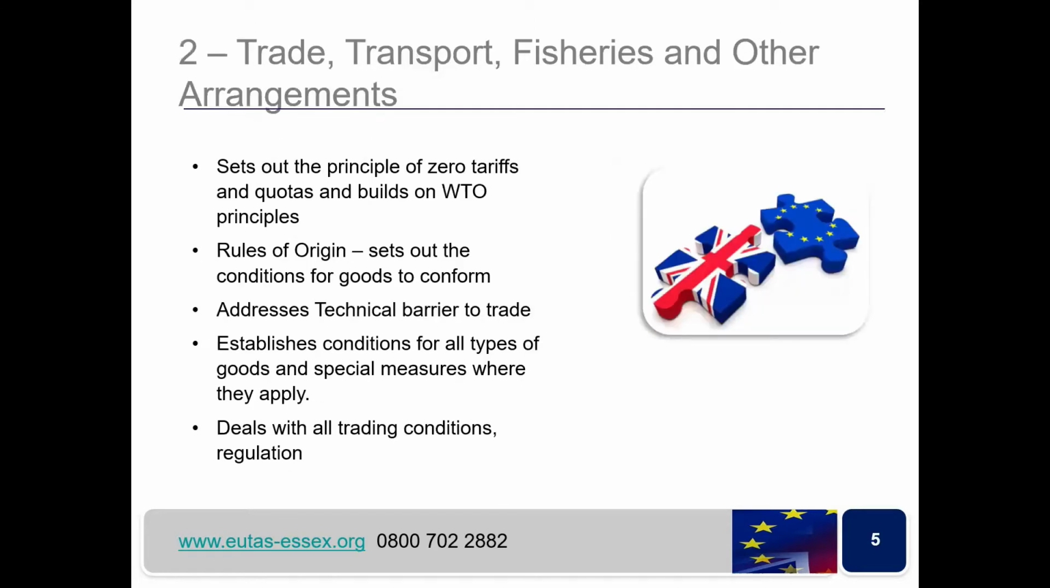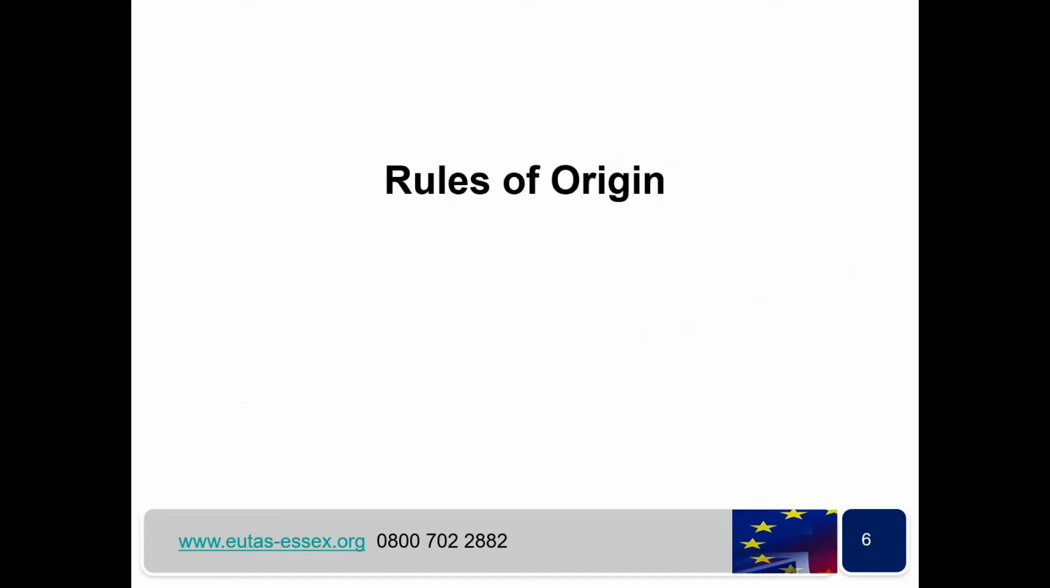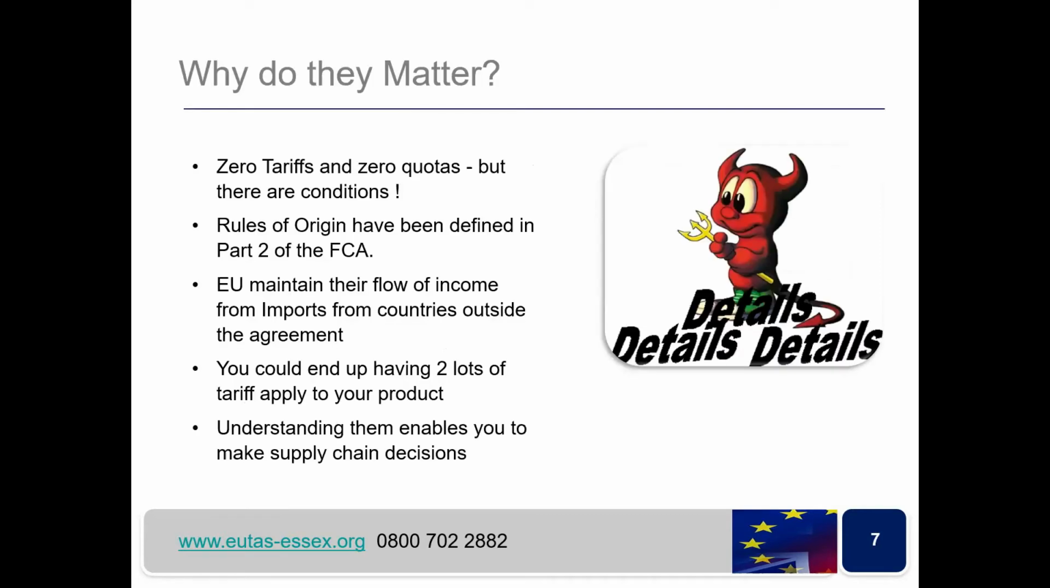And Section 2 is the section that we need to consider if we are manufacturing products in the UK and trading with the EU. It sets out the principle of zero tariffs and quotas and builds on World Trade Organization principles. It sets out the rules of origin and sets out the conditions for goods to conform. It addresses the technical barriers to trade, establishes conditions for all types of goods, special measures, and trading conditions and regulation. So we know we're getting zero tariffs and zero quotas, but there are conditions attached.